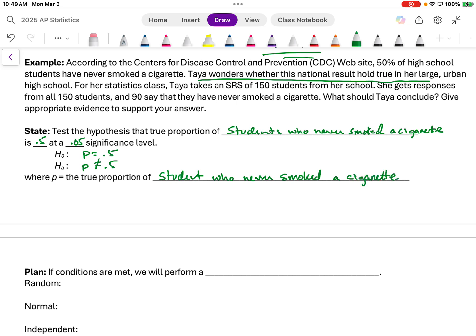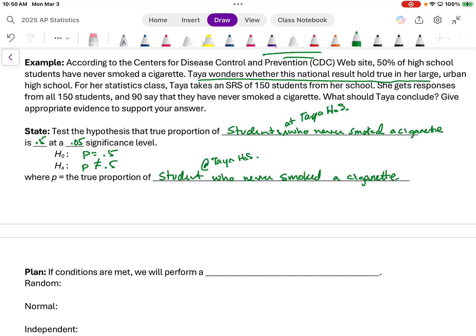Again, I'd probably specify here that the true proportion of students at Taya's high school who never smoked a cigarette is what I would put in there for the statements, because it isn't just in general. It's just she's testing her school. Yeah, and I would do that one too, the students at Taya's high school. I would put that in both places.